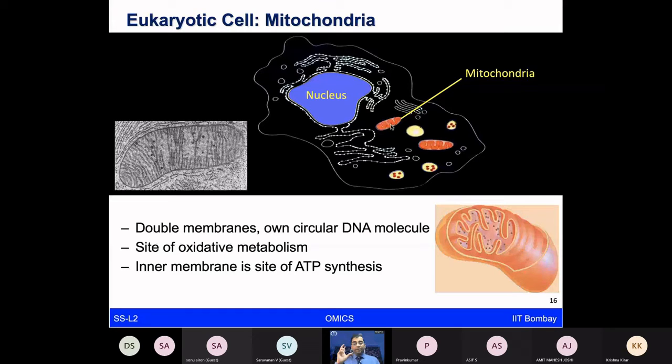It contains two membrane structures. Every other organelle has only one membrane, whether you talk about ER or endoplasmic reticulum, or peroxisomes, lysosomes. Any of those organelles have only a single membrane structure. In case of mitochondria, it has a double membrane structure.